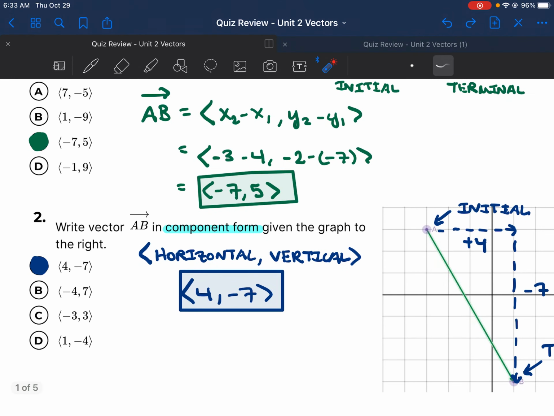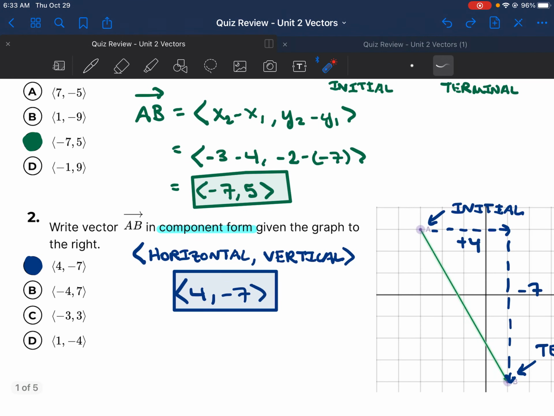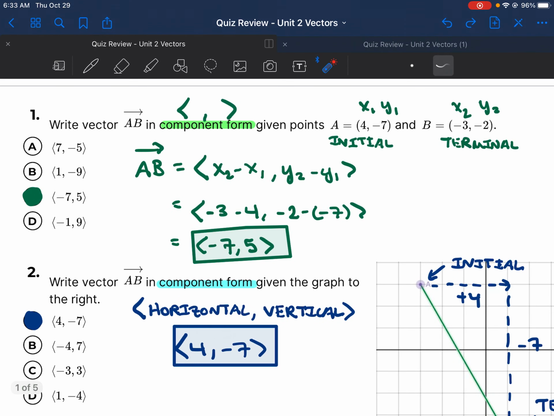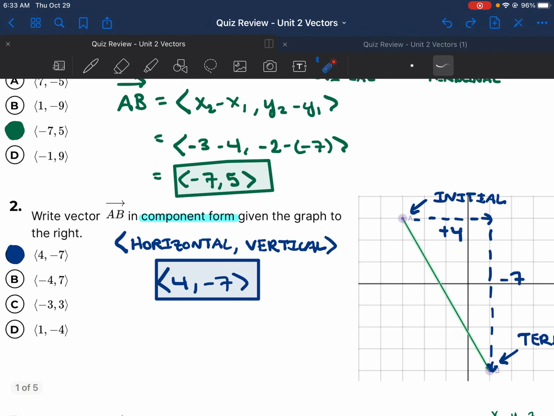In problem number 2, we want to write the vector AB in component form given the graph. So similar to number 1, but instead of being given the initial and terminal points, we're given the graph of the vector. Notice that we still have the initial point A and the terminal point B, and I know A is initial and B is terminal because B has the arrow.